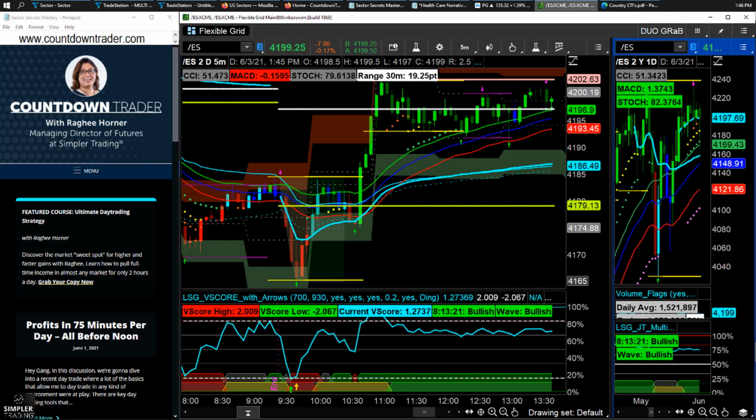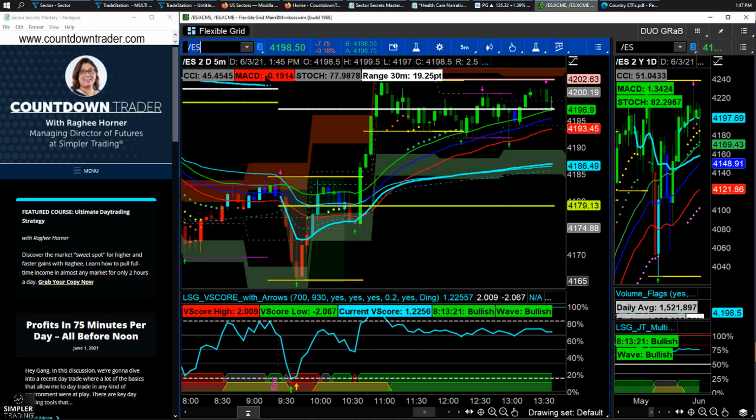Now, one of my favorite setups intraday is the gap fade buy to an HPMR or V score low. So I have my hourly price movement range, my HPMR, which is a volatility exhaustion support level, and then I have my V score low, which is a volume derived exhaustion level. And take a look here. This is the S&P. Look at the way we hit the HPMR. Look at the way we hit the V score.